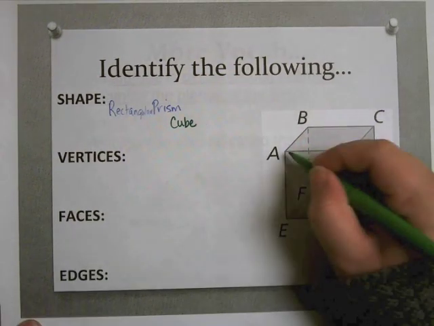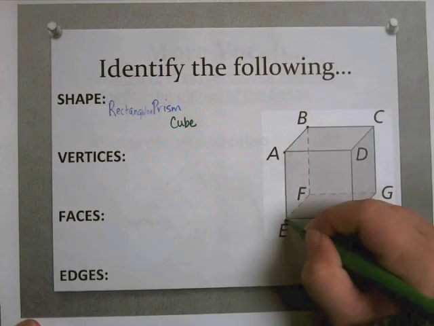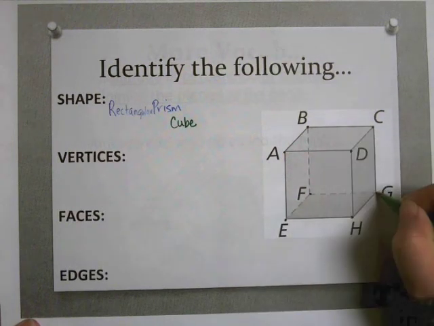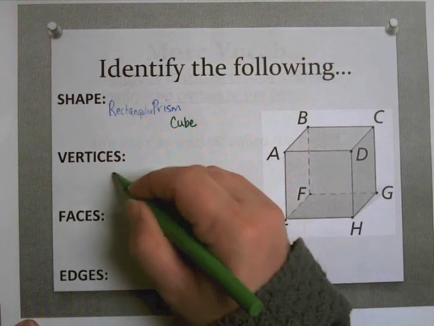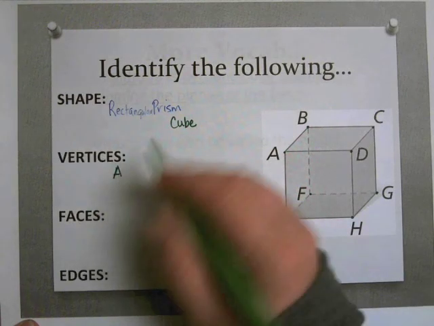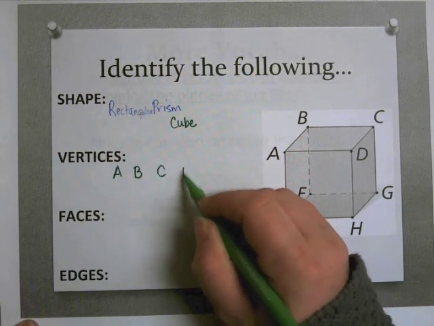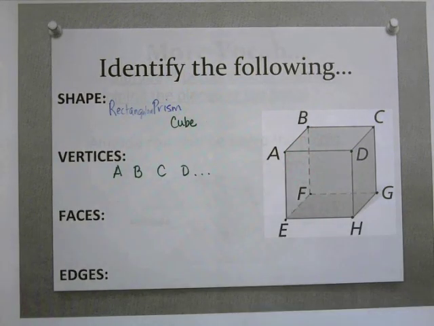Our vertices are all of the corners where three faces meet. They intersect. So we've got vertices and they're points. So we just label them with the capital letter A, B, C, D, and so on. Those are all vertices.